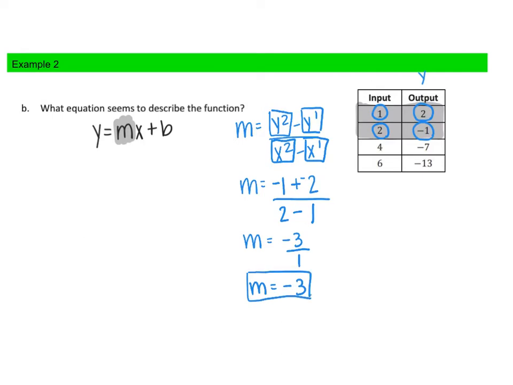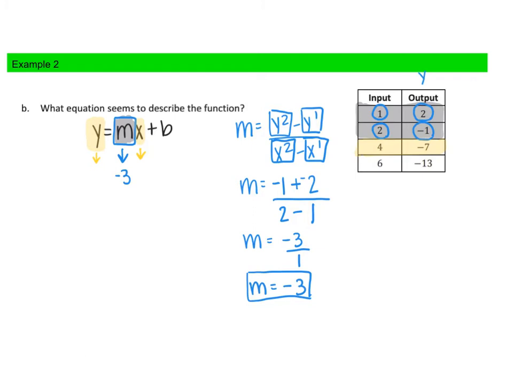Now I need to find my b. I'm going to do that by plugging that m into this equation. So now I know that my m is a negative 3. I also can look at my table and plug in a y and an x. It does not matter which row you choose. I'm just going to choose this row because I haven't used it. You could use the 1 and the 2, the negative 1, the 4 and the negative 7, or the 6 and the negative 13. It is completely up to you. I'm going to use the 4 and the negative 7.